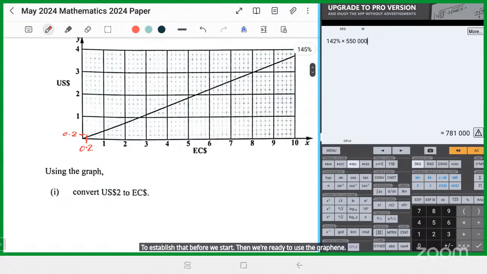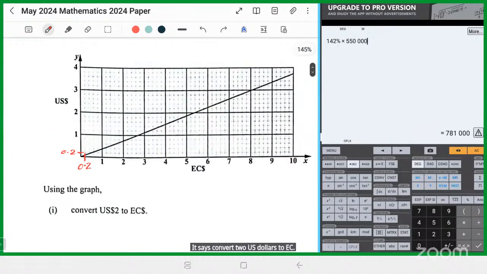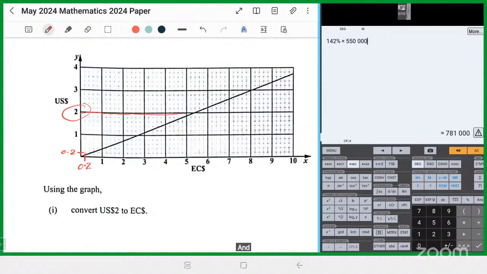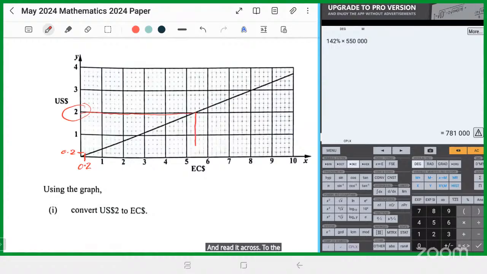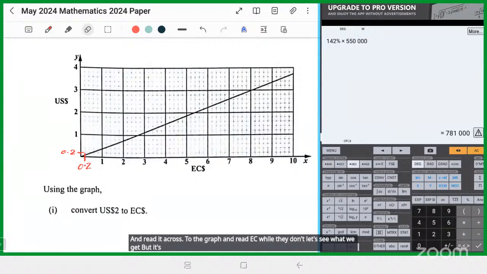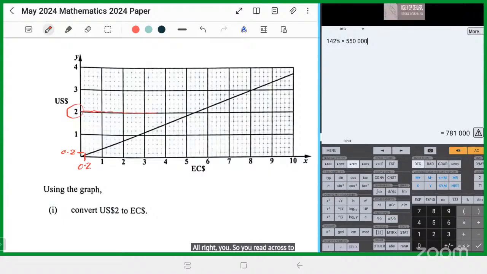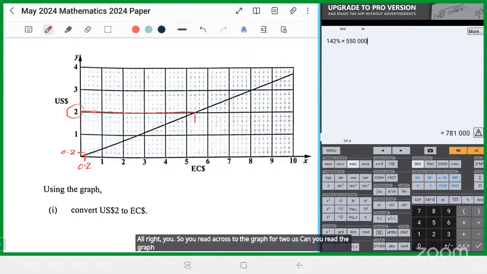It says convert 2 US dollars to EC. So it means that we're going to come up on the graph to 2 US dollars right here and read it across to the graph and read the EC value down. Let's see what we get. Now, this is not very clear. In the exam, it will be clear, but it's a copy, so it's not very clear. But we know that this clearly is 2 US dollars right here. So you read across to the graph for 2 US dollars till you reach the graph, and then you read it down. Looks like here to me.